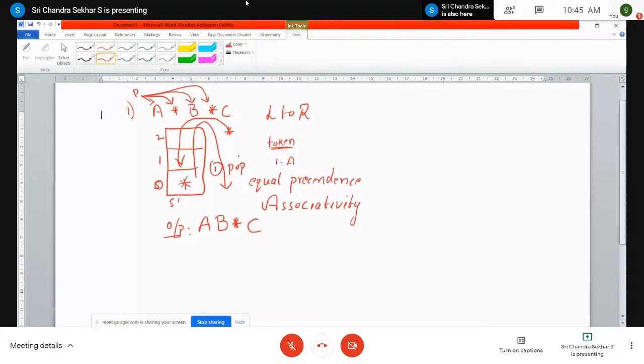Whenever you reach the end of the expression, you have to look at the stack. If the stack is not empty, you have to pop each and every element from the stack and place it into the output. So you remove this.